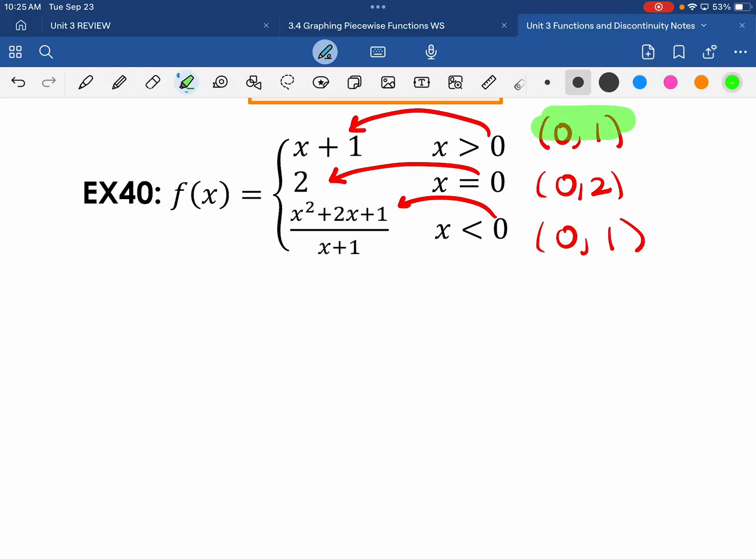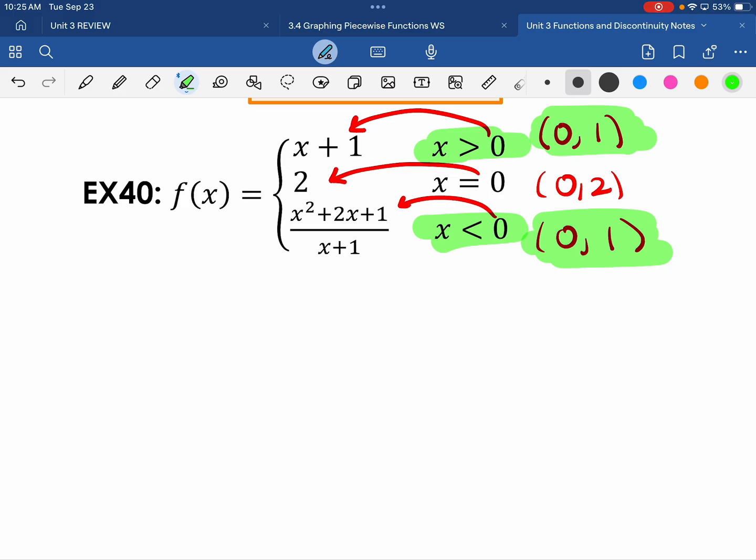All right, so do my endpoints match up? Some of them do, right? 2 of them do. This one and this one match up, but that middle guy doesn't. So look at your domain restrictions. This is, like I said, the challenge one. The right function, because of the greater than sign, is going to 0, 1, and the left function is going to 0, 1. But the x equals 0 is just a random point somewhere else.